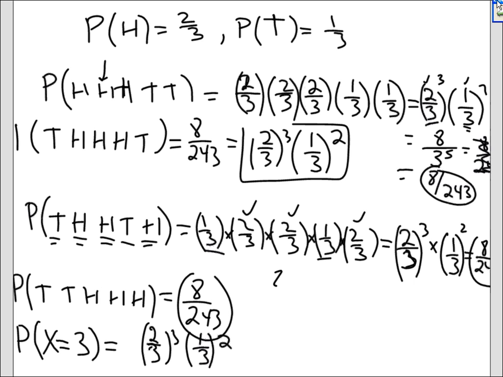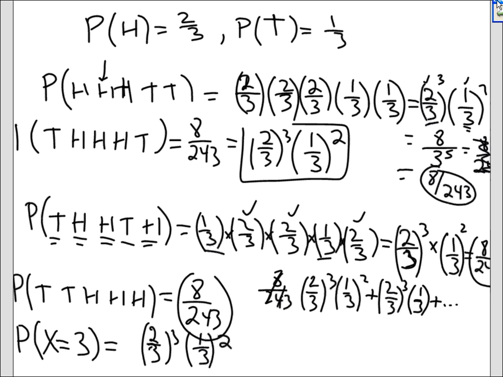Now remember, if you're going to add up 8 over 243, or if you prefer, 2/3 cubed times 1/3 squared, if you're going to keep adding these up time and time again, say n times, or 7 times, you're just going to get 2/3 cubed times 1/3 squared times n, or 7, however many times you're adding them up. Well, how many times are you going to add them up?